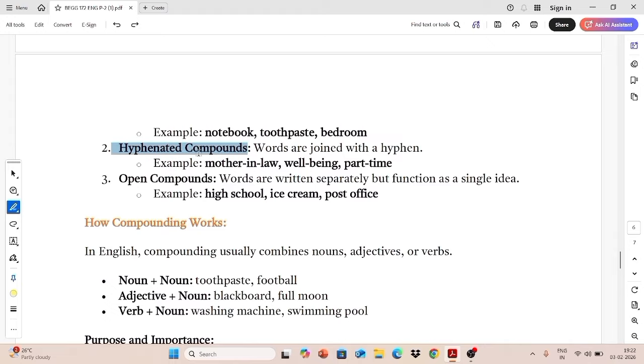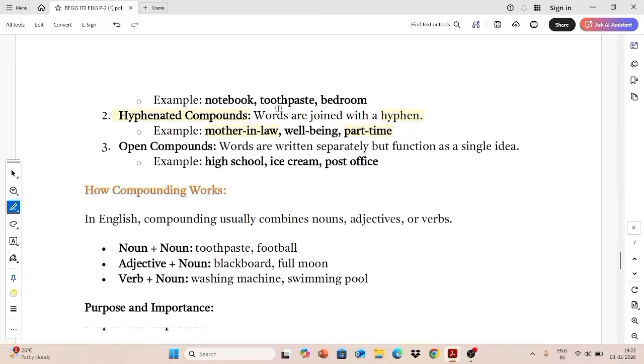Next is hyphenated compounds. Words are joined with the hyphen. Remember this, hyphenated compounds, hyphen. These are very important. Example, mother-in-law, well-being, part-time. See, mother, in and law have a hyphen in between them. After mother there's a hyphen, after in there's a hyphen, and there's law. Same with well-being, there's a hyphen after well, and part-time there is a hyphen after part. Other examples can be father-in-law, brother-in-law, co-operate, and all this.